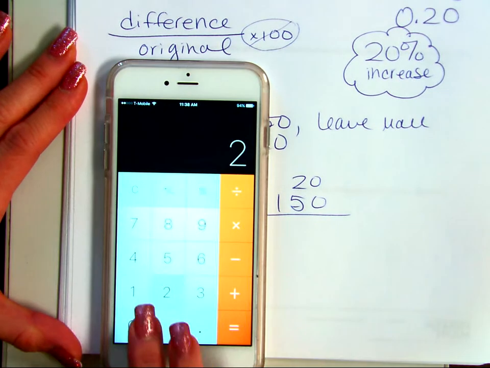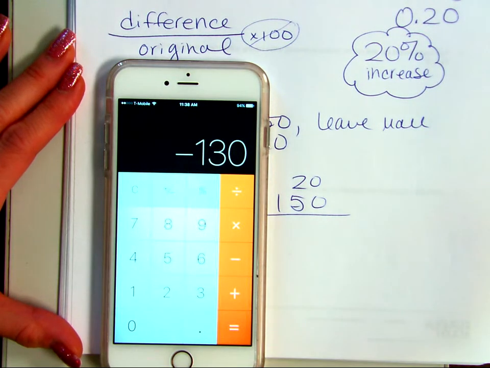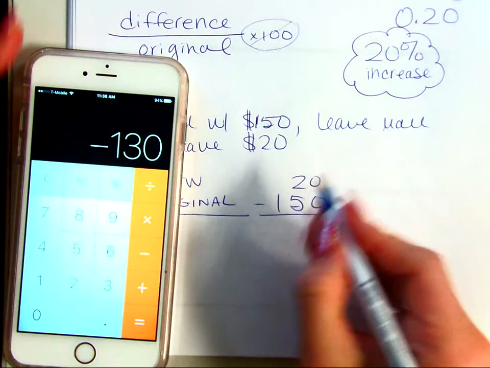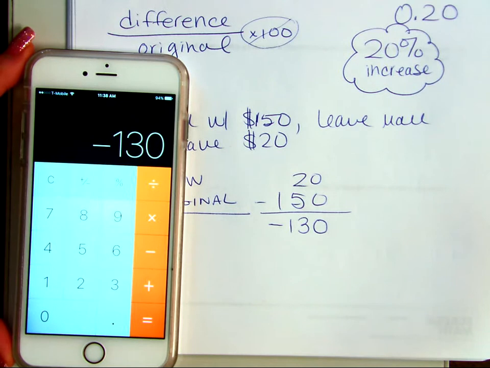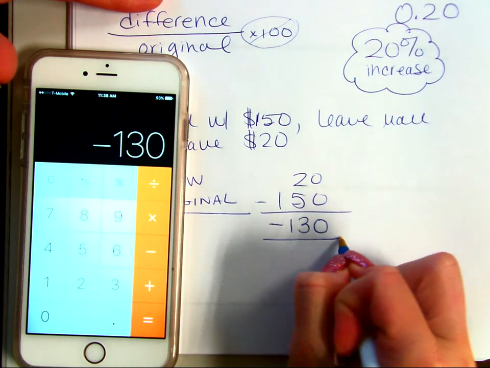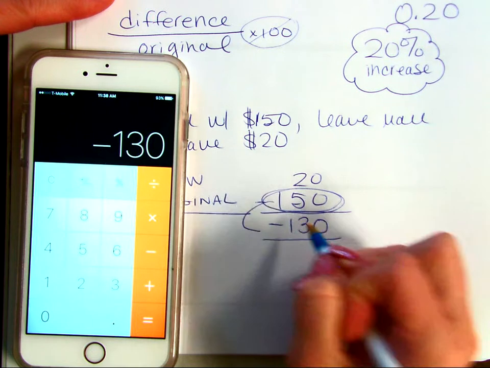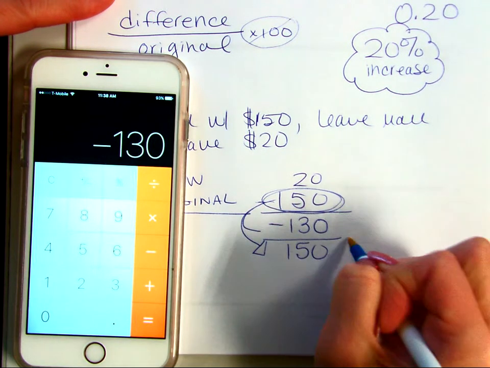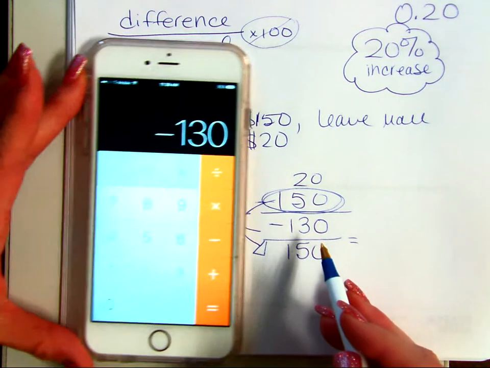So I have 20 minus 150, and that's going to pop up on my calculator, and that's really important that you put that number there. So watch that sign. Okay? So I spent $130. But I need to divide that by my original, which actually goes here. Oh, all I have to do now, because this number goes here, is keep that in my calculator.